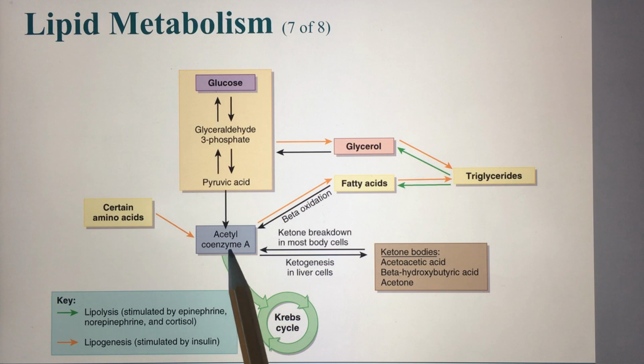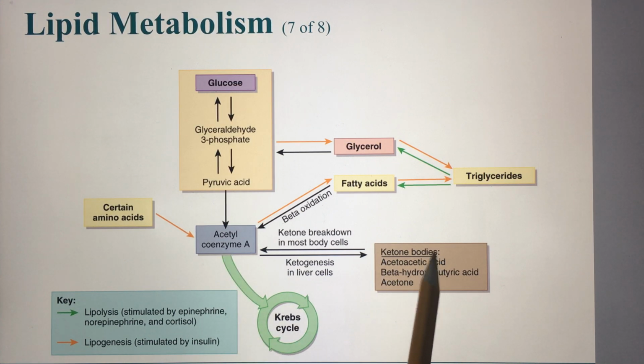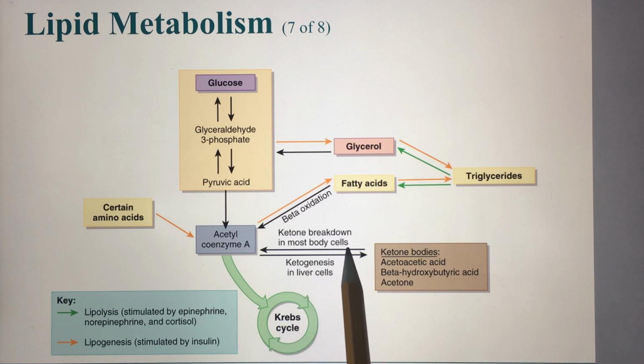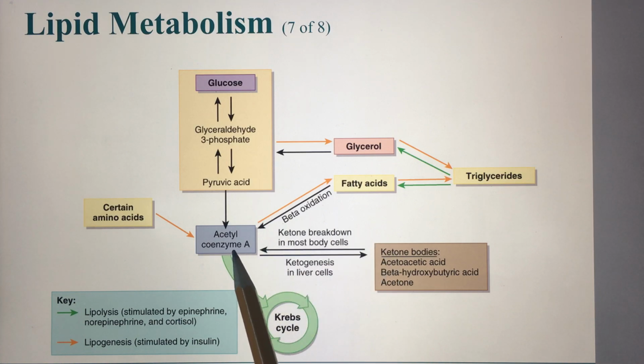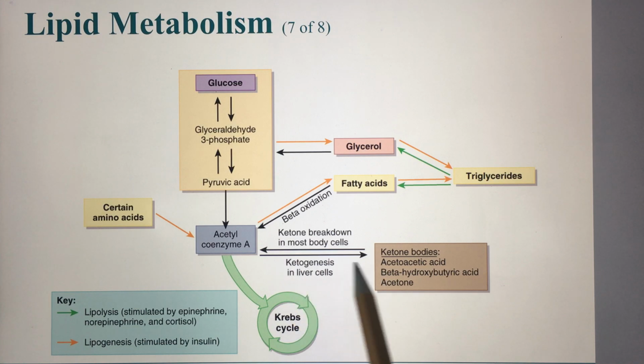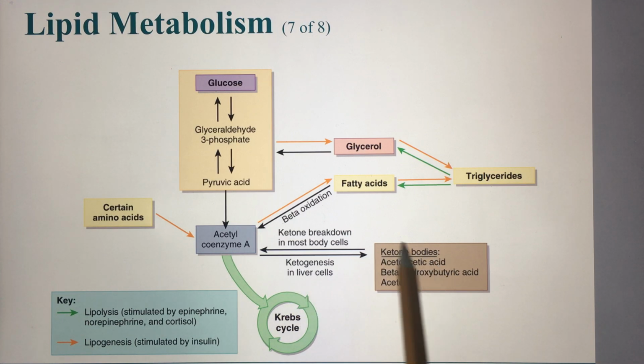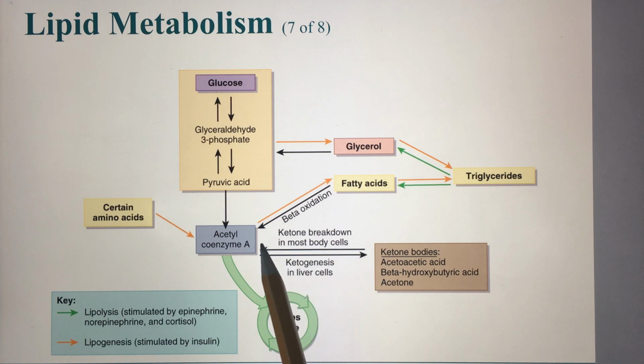As a result of this process, ketone bodies are produced. Ketone bodies are the waste products of our body. And the ketone breakdown happens in most body cells. Ketone breakdown can be reused to make energy. But this process also creates ketone bodies, and this is called ketogenesis, the production of ketone bodies. That only happens in the liver cells. So basically, if this process happens in liver cells, then ketone bodies will be produced, and these ketone bodies can be reused by most body cells to make energy.